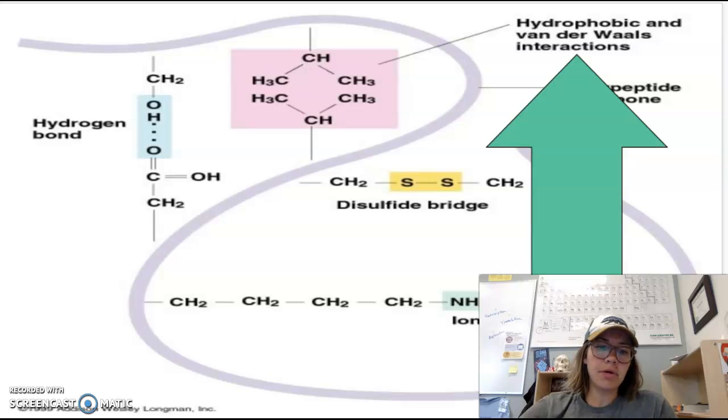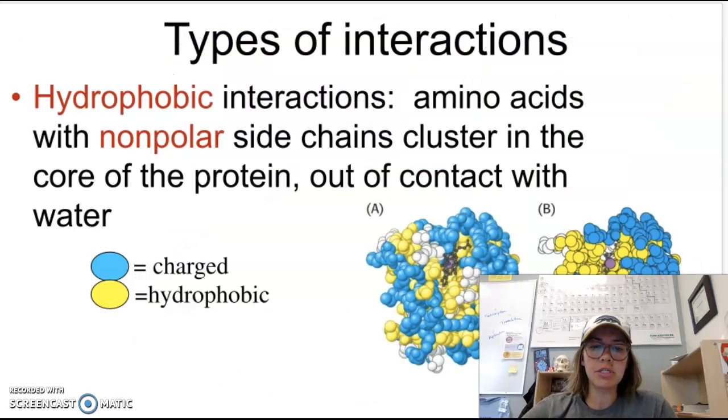And then hydrophobic or van der Waals interactions, these are going to interact with amino acids with non-polar side chains, and they kind of just end up clustering in the core of the protein out of contact with water. It totally makes sense because there's so much water on the outside of our cells. So you keep most of the charged amino acids on the outside, and then hydrophobic stuff gets clustered on the inside.